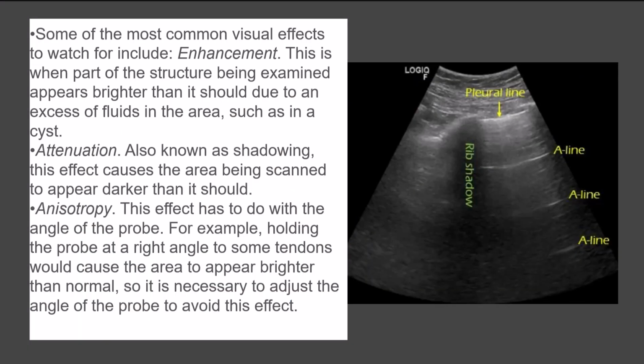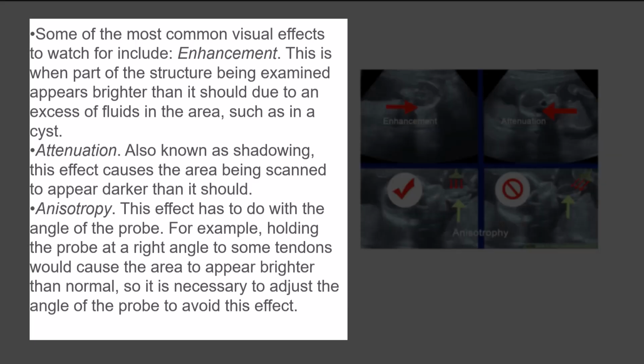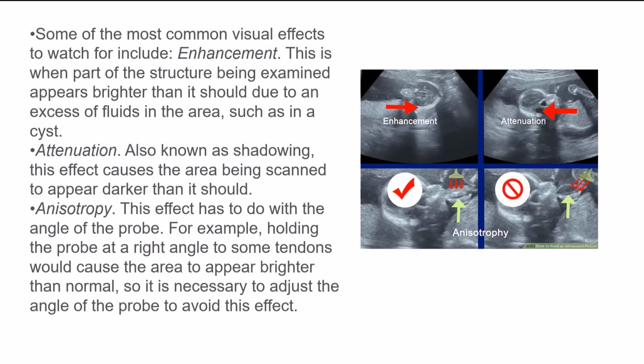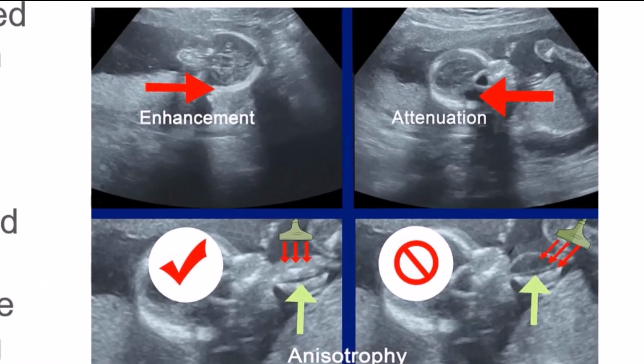Some of the most common visual effects to watch for include enhancement. This is when a part of a structure being imaged or examined appears brighter than it should due to an excess of fluids in the area, such as a cyst. Or attenuation, also known as shadowing, and this effect causes the area being scanned to appear darker than it should be. And finally, we get anisotropy. This difficult effect has to do with the angle of the probe. For example, holding the probe at a right angle to some tendons would cause the area to appear brighter than normal, so it is necessary to adjust the angle of the probe to avoid this effect.